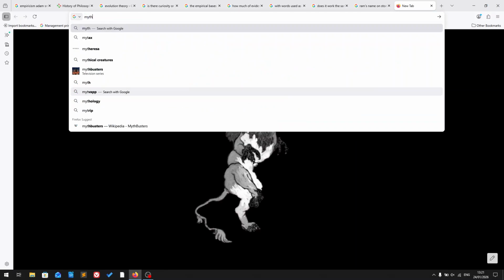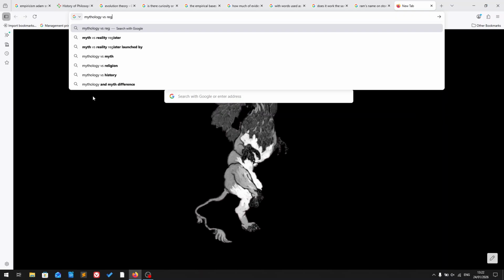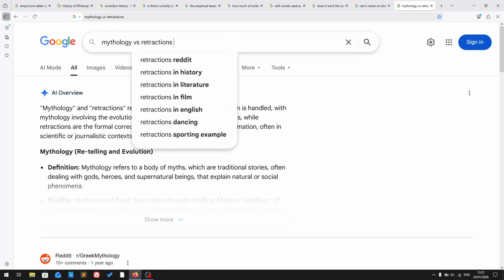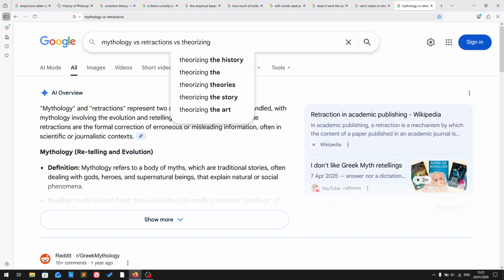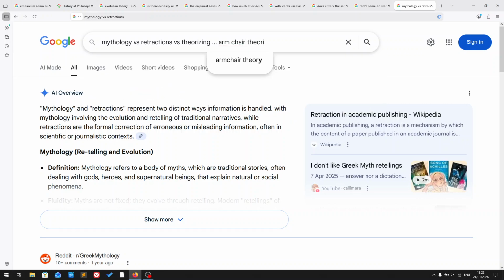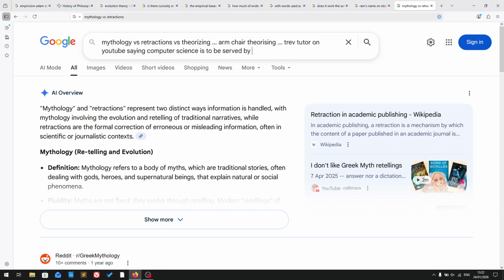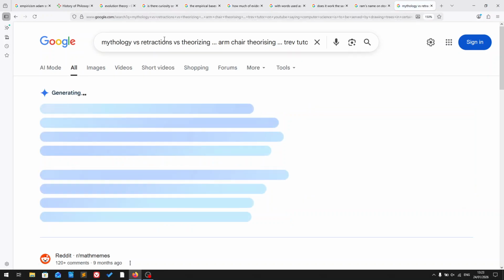So the other day I searched mythology versus retractions, and I said it was bold, right? Versus theorizing, and then there's armchair theorizing, and then, for example, there is Trev Tutor on YouTube saying computers. So it's not just me. The question is, where are you borrowing your ideas, concepts, and vocabulary from, and creating a domain out of it. Age of Empires, the game Age of Empires, the very famous game, is the analogy I gave you, right? Computer science is to be served by drawing trees in certain ways, and so on.